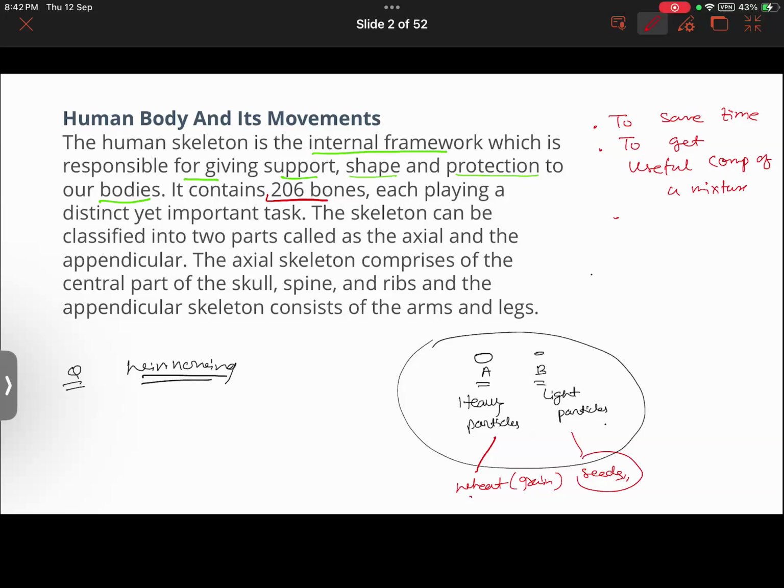This is called husk. So in order to separate the light husk particles from heavy seeds, we'll be carrying out winnowing with the help of the wind. Yes, sir.